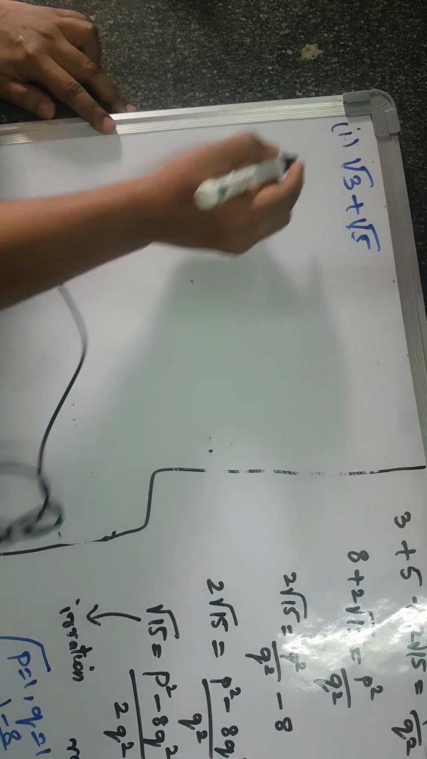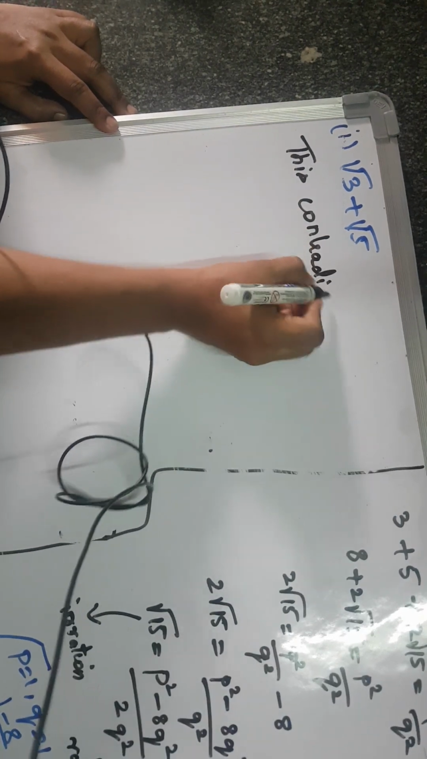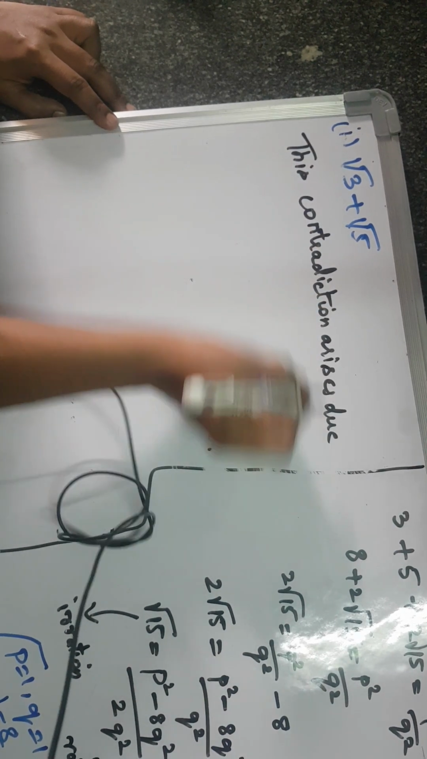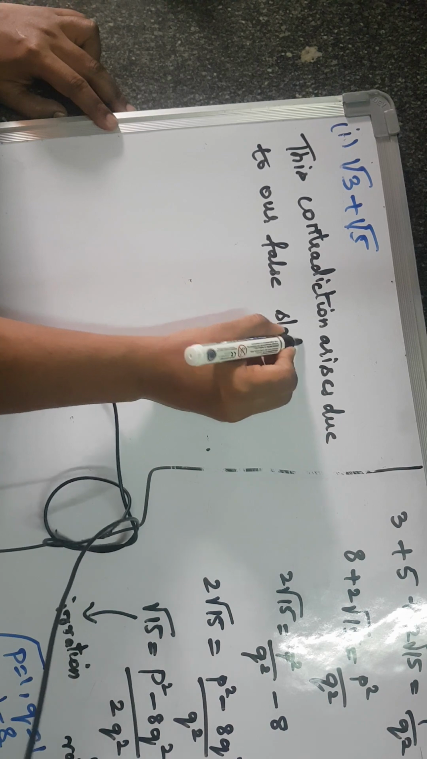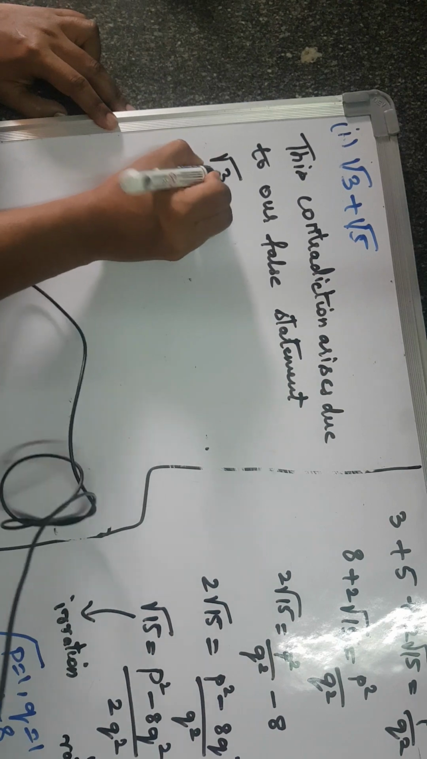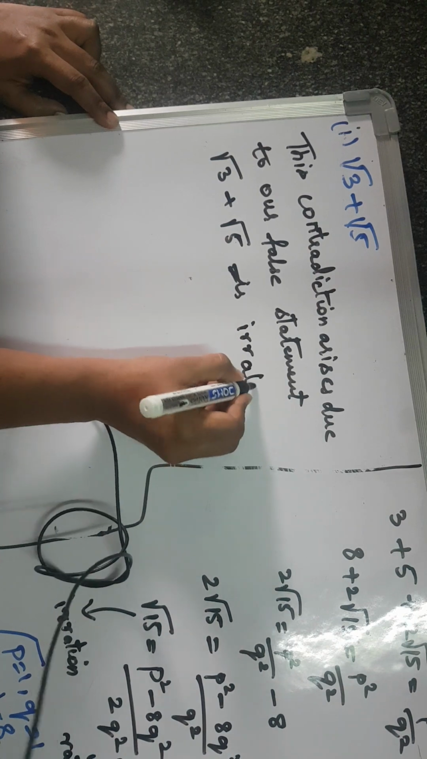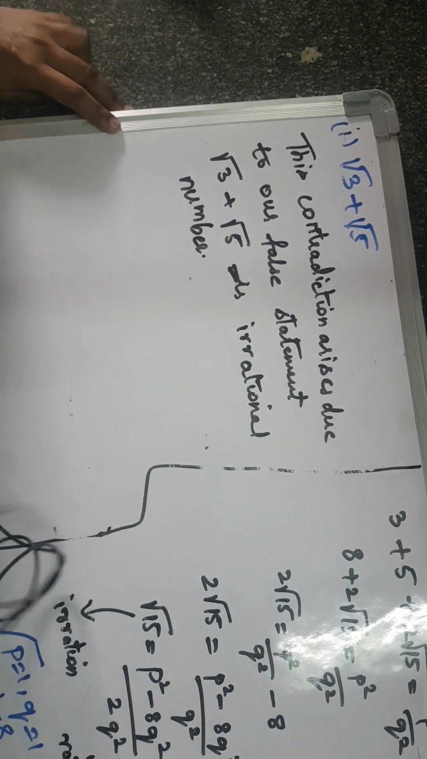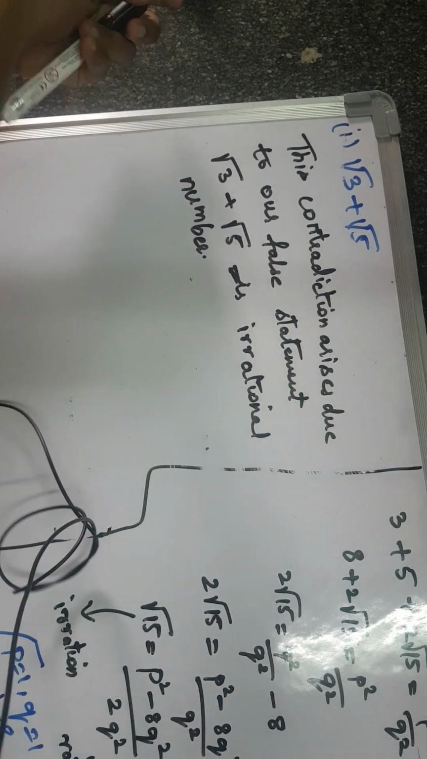This contradiction arises due to our false statement. So root 3 plus root 5 is an irrational number. What we have proved is that the addition of two irrational numbers is also an irrational number.